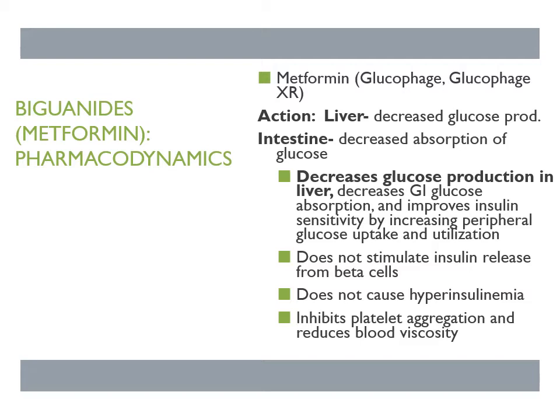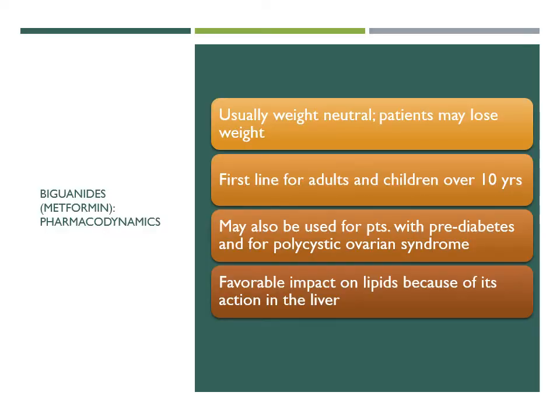So together, these actions address the primary pathophysiologic defects of type 2 diabetes to improve glucose tolerance and to lower both the basal and the postprandial plasma glucose levels. Metformin is usually weight neutral, where patients may actually lose weight. And as I mentioned, it's first line for adults and can also be used for children over 10 years.